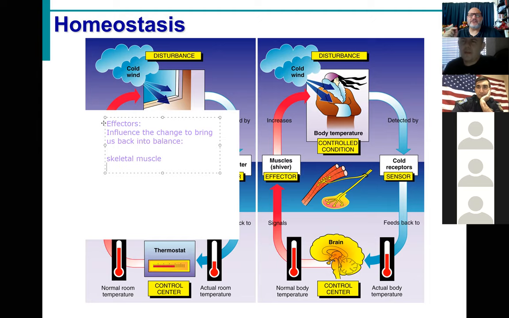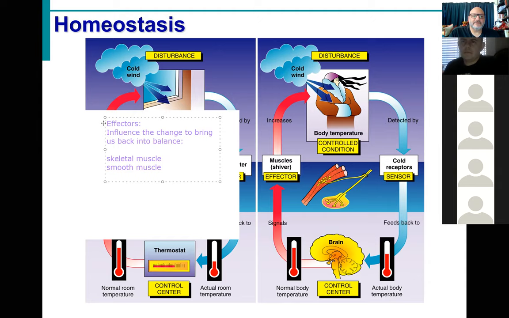Smooth muscle. Smooth muscle, excellent. So smooth muscle can be an effector. What else can be an effector? Blood vessels, which also have smooth muscle in them. So again, if instead of standing outside naked, we ran around the room 16 times, those would dilate. That would be smooth muscle. That would bring our blood to the surface to help us dissipate heat.